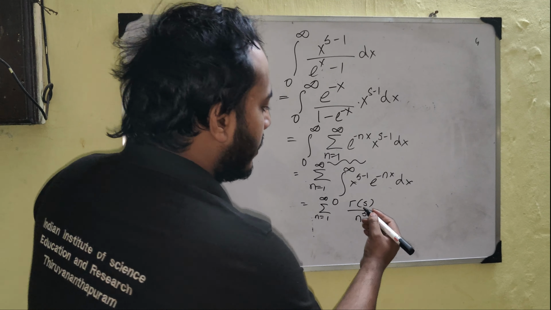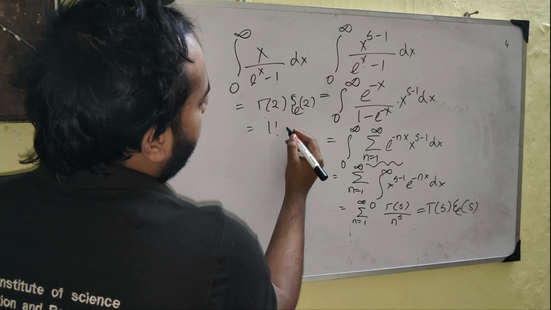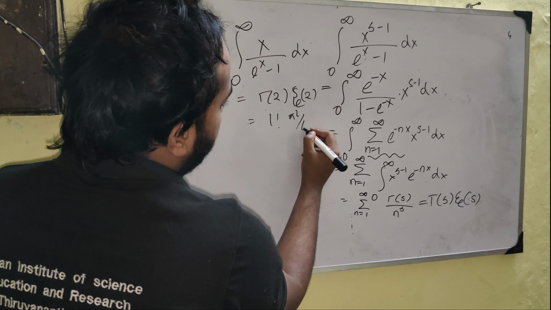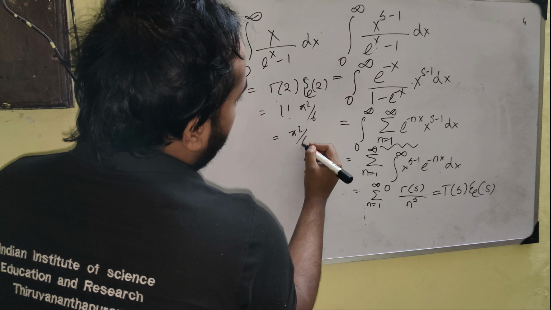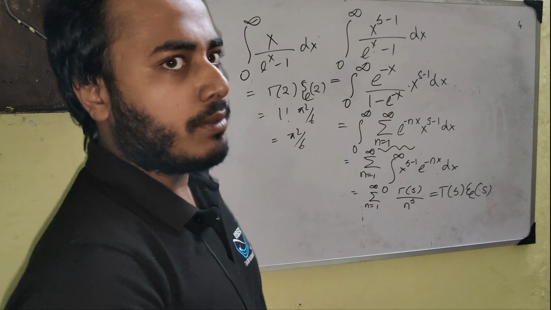Some special values include, if you simply put s as 2, so you can understand, if I put s as 2, you will get the integral from 0 to infinity of x by e to the power x minus 1 dx, which would be equal to gamma of 2 and zeta of 2, right? Gamma of 2 is 1 factorial, zeta of 2 is pi square by 6. The answer is pi square by 6. So in this way, special values can also be found.